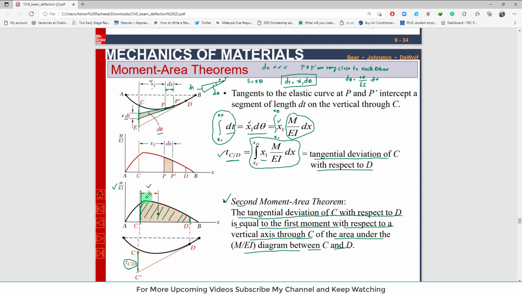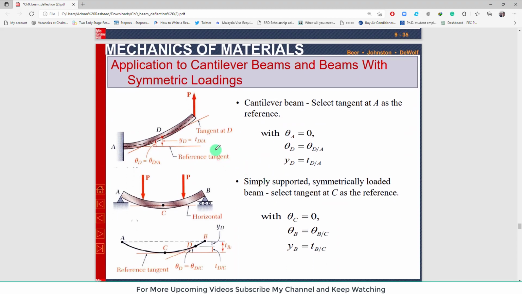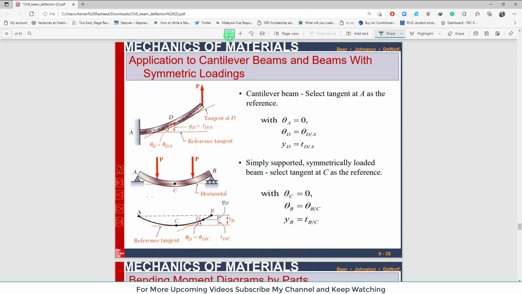And how will you be able to find this x1, what will be the location of the centroid of this area? Again, we will now move toward a sample problem in which you will understand how to calculate all these things in order to find the slope and deflection. So you have to wait for a while. Okay. Application of cantilever beam and beam with symmetrical loading.